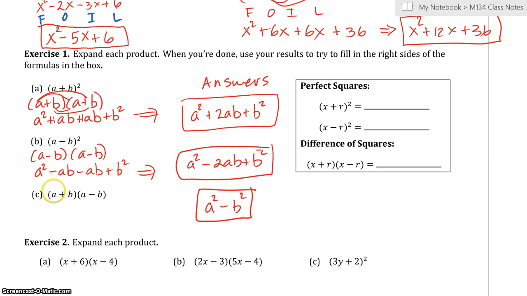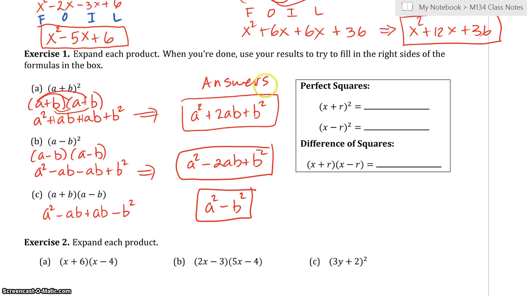Why? Because when you go ahead and do your FOIL, you do your first, outer, you notice you get different signs. The inner is a plus. I'm going to make that an AB, just so we see that. And you can see there's 1's there, and they cancel out. So you just end up with an A squared minus B squared.